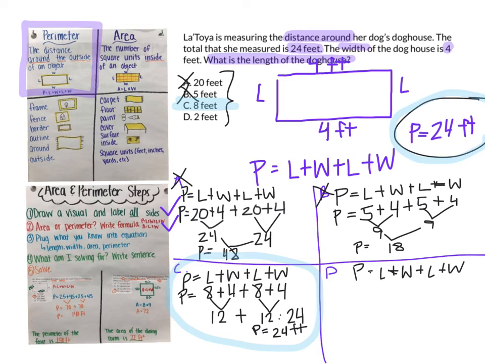And we're going to really quickly solve for D just so we can eliminate it. So D gives us a length of 2 feet, so we'll real quickly plug that in. Perimeter equals 2 plus 4 plus 2 plus 4. 2 plus 4 is 6. 6 plus 6 is 12. 12 feet does not match 24 feet, so we can eliminate D.